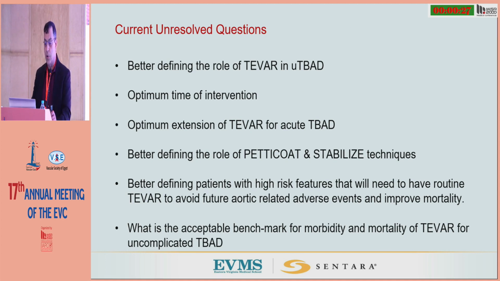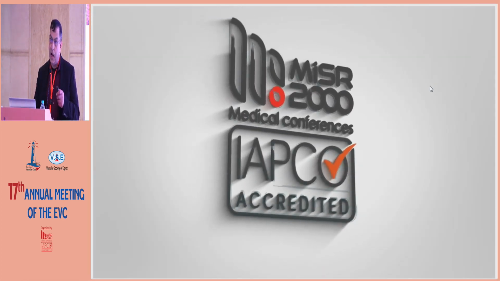So what are the unresolved questions currently? We need to define better the role of TEVAR in cases of uncomplicated dissection, optimum time of intervention, what's the optimum extension of TEVAR both proximally and distally, what's better to define the role of the petticoat and the stabilized technique, and better defining patients with high-risk features that will most likely develop problems down the road. Also, we have to have a benchmark for morbidity and mortality with TEVAR treating uncomplicated dissection.